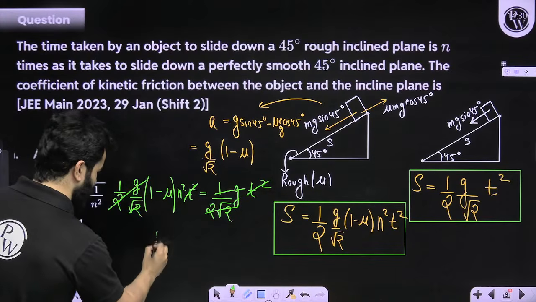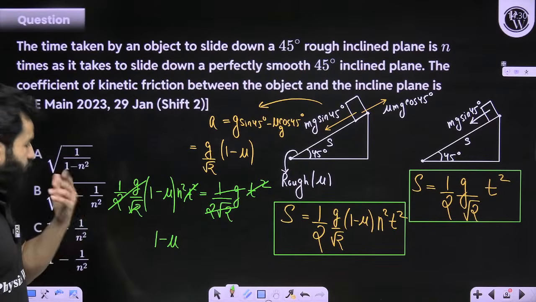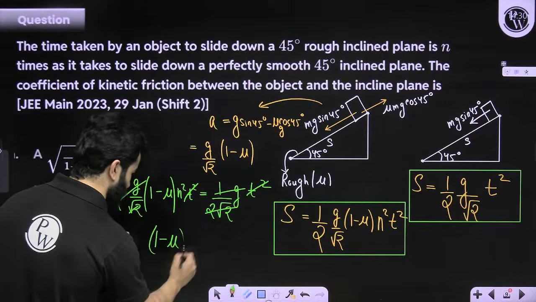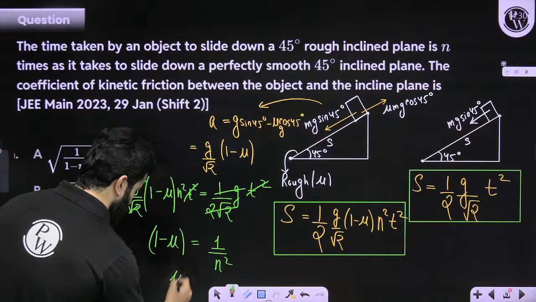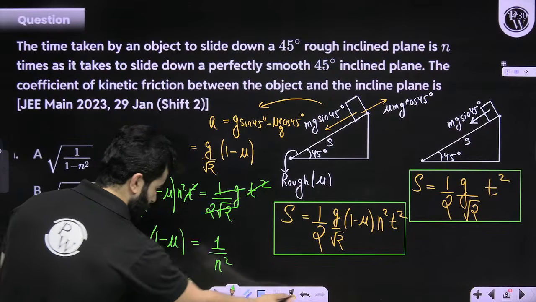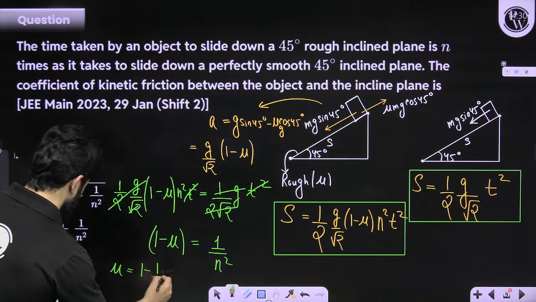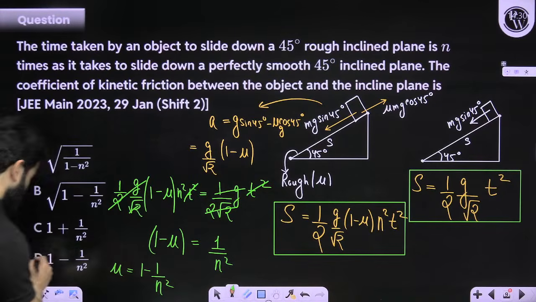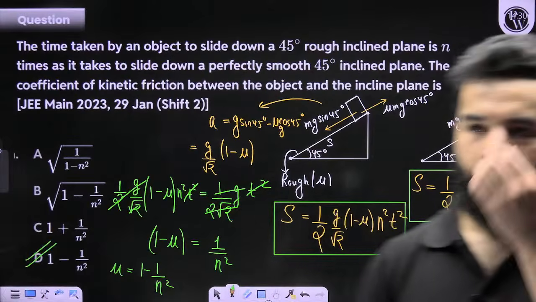I am left with 1 minus mu, and they want us to find the value of mu. Please remember, they want us to find the value of mu. So I'm going to write 1 upon n square, and mu will actually equal 1 minus 1 upon n square. That means D is the correct answer. D is the correct answer. Very good.